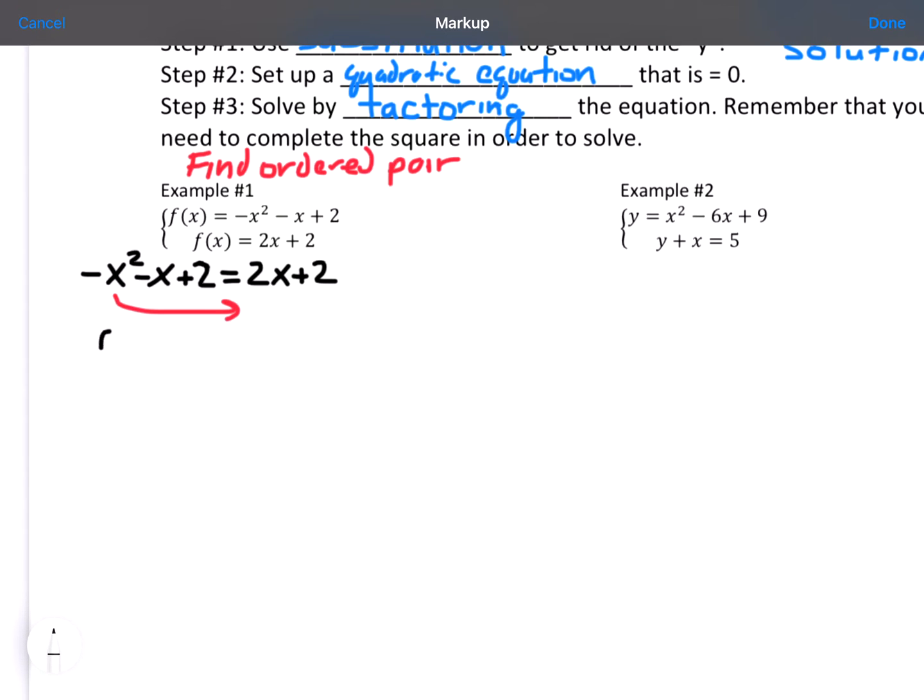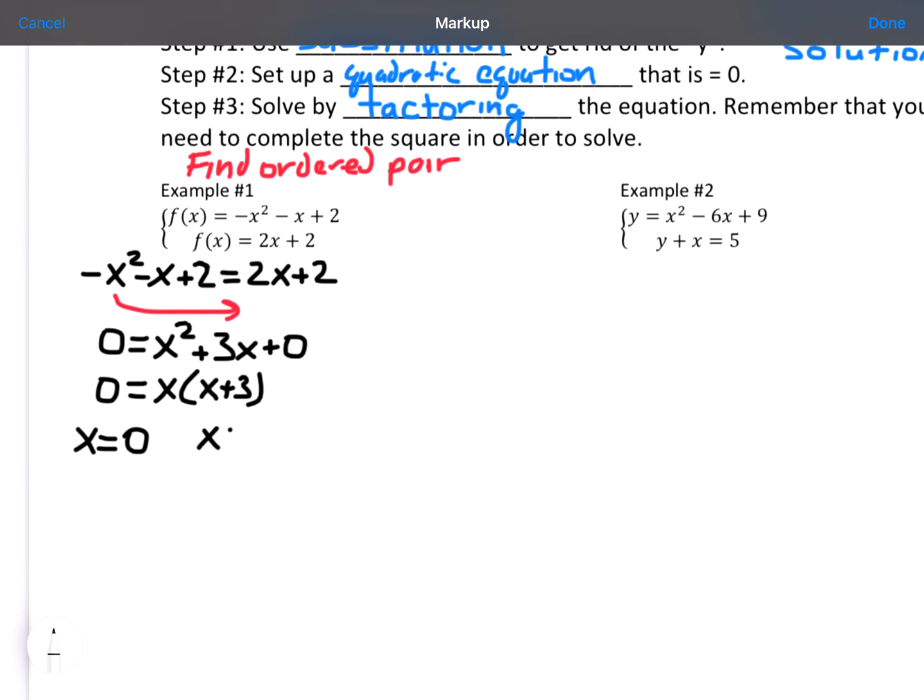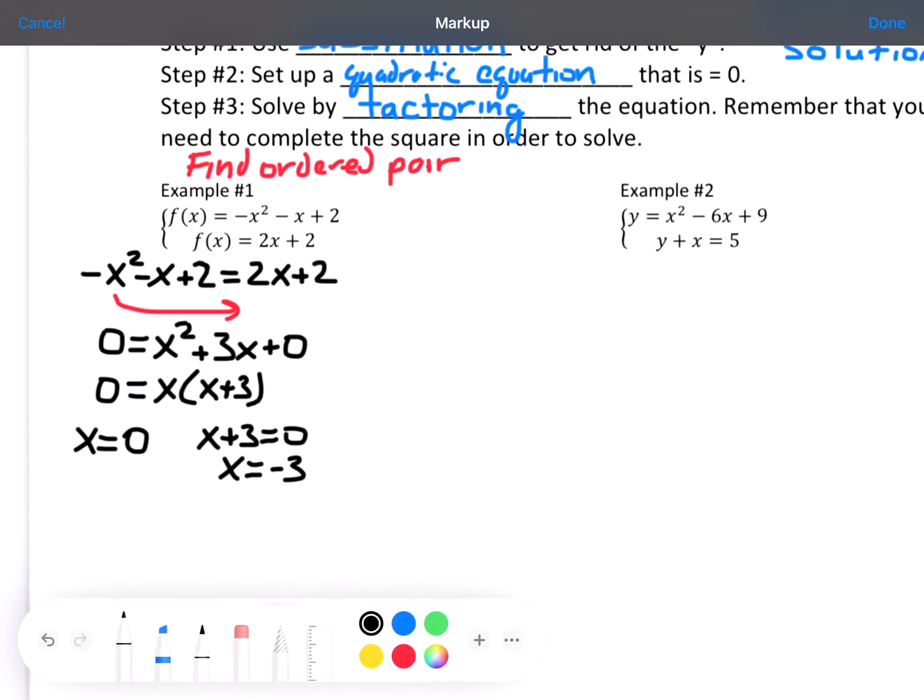So in this case, I want to take the left-hand side over to the right-hand side. So that means my left-hand side is going to become 0. I'm going to add x squared to both sides. I'm going to add an x, so that gives me 3x. And I'm going to subtract 2, which means that's a 0. And so now I'm going to factor it out. X squared plus 3x becomes x times x plus 3. So we factored. When we solve, we set each factor equal to 0. So x equals 0 and x equals negative 3.